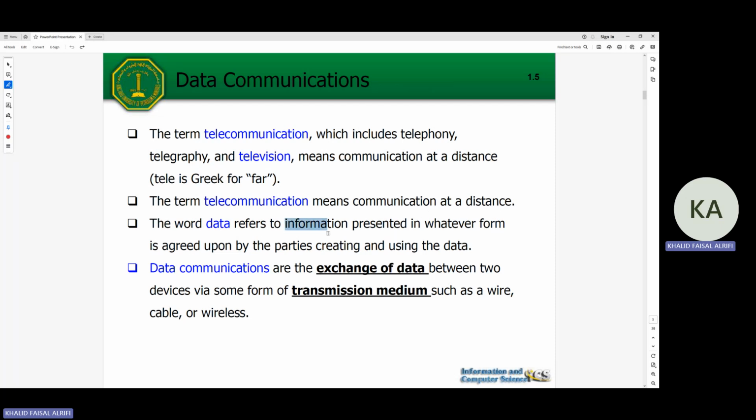Data refers to the information presented in whatever form is agreed upon by the parties creating and using the data. And of course, data communications means the exchange of data between two devices via some form of transmission media, such as wire, cable, or wireless. Usually between two devices, via some transmission medium like wire or cable.